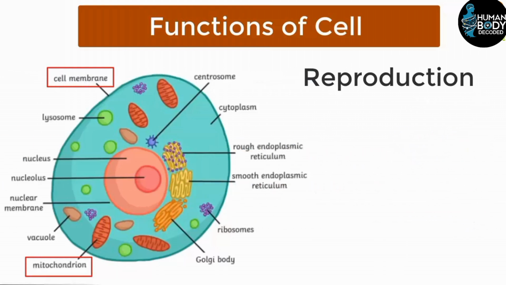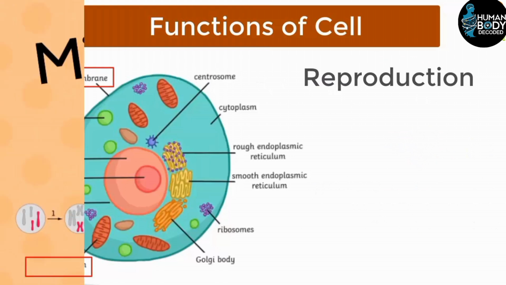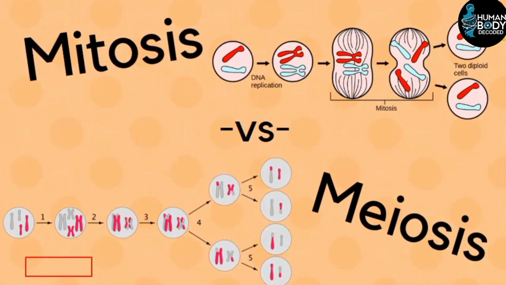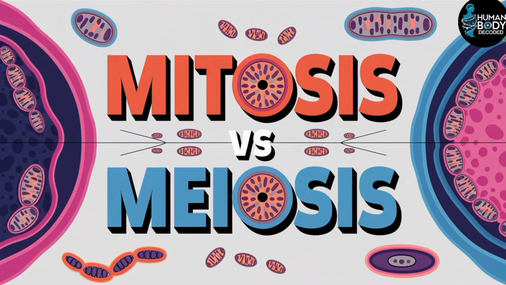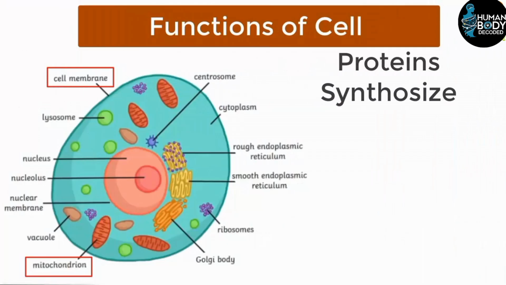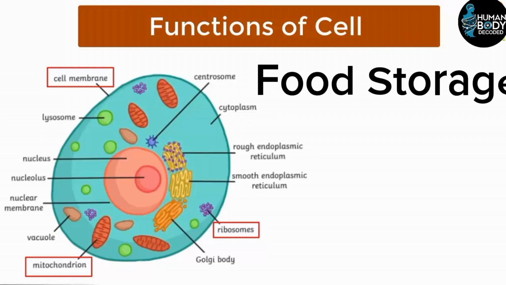Function number 4, reproduction. Cells help in reproduction. This reproduction occurs either through mitosis or meiosis, depending on the type of cell. I have prepared a detailed lecture explaining the differences between mitosis and meiosis. You can visit my channel to watch it. Function number 5, protein synthesis. Cells synthesize proteins with the help of ribosomes, which are another organelle within the cell. Function number 6, food storage. Cells store food in organelles called vacuoles. Now, we will study types of cells.